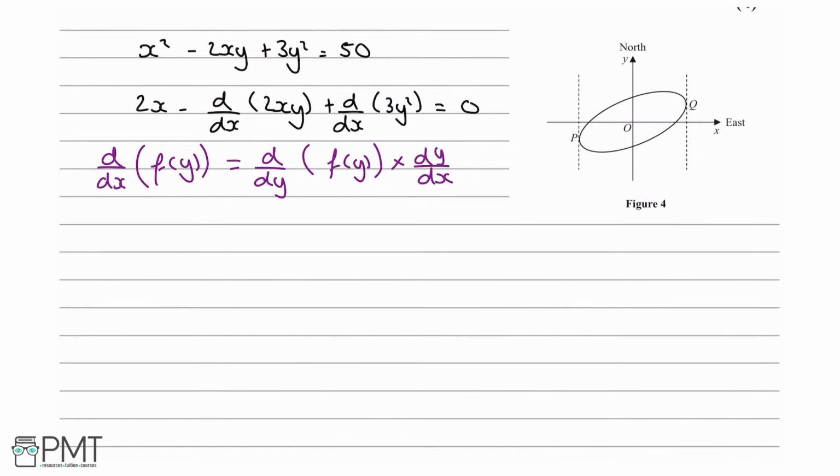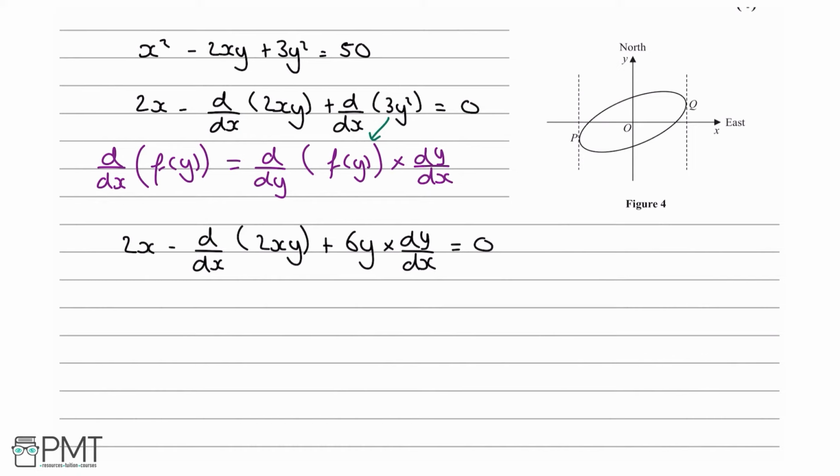So what we will end up with is 2x minus d by dx of 2xy. Remember, we're not going to do anything to this part because it's in terms of both x and y. And then we're going to add d by dy of f of y. In our case, f of y is 3y squared, so the derivative of that is going to be 6y. So we're going to do plus 6y, and then times dy by dx like this, which equals 0.